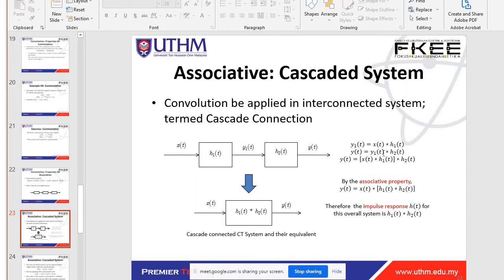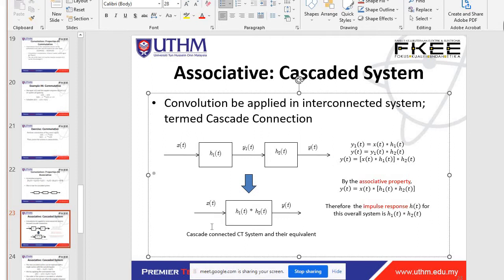Okay, if you write in equation form, y1 is equal to x(t) convolute with h1. Then y is equal to y1 convolute with h2(t). So y(t) is x(t) convolute with h1(t) convolute with h2(t). Or we can say that x(t) convolute with h1 convolute with h2 is equal to y(t). This is the so-called associative.